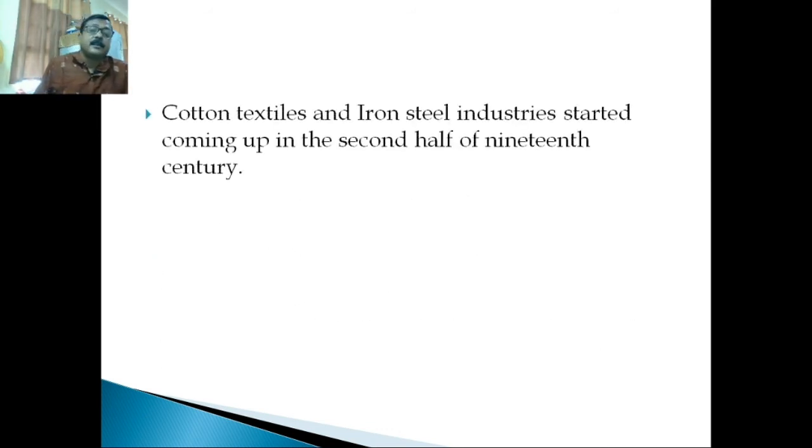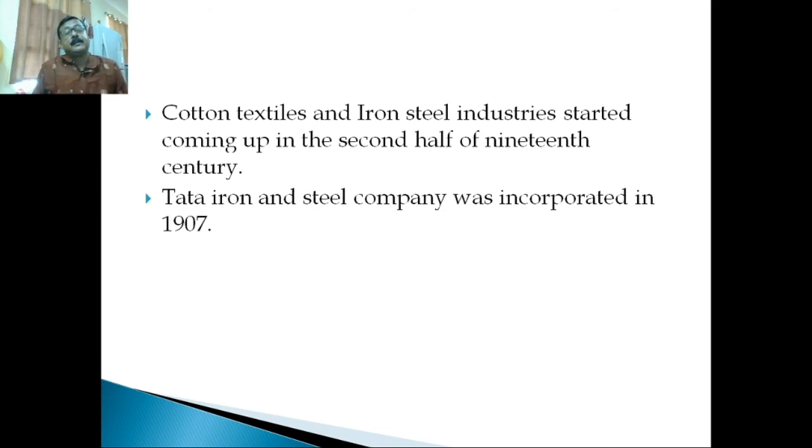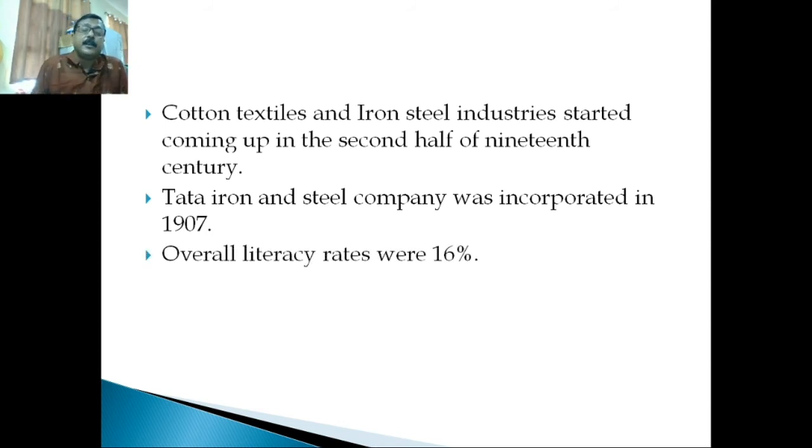Next, cotton, textile and iron industries started coming up in the second half of the 19th century. This was followed by the Tata Iron and Steel Company, which was incorporated in 1907. The overall literacy rate was only 16%. You can imagine the condition of a country where only 16% of the people were literate.